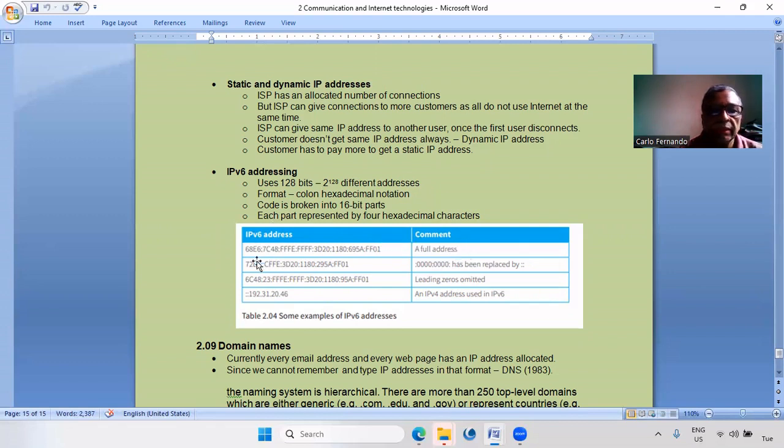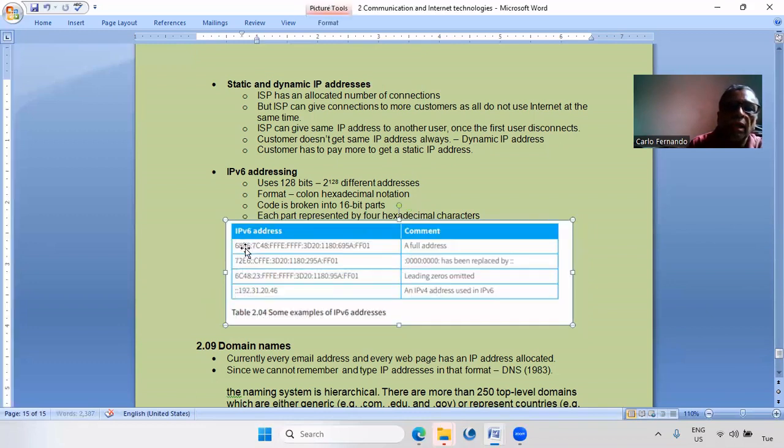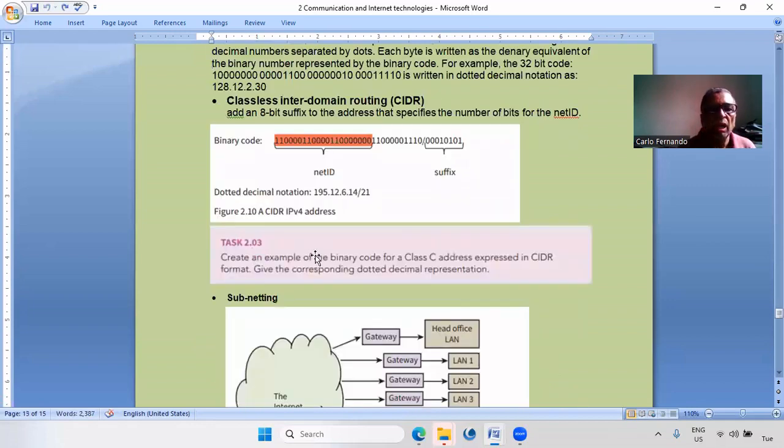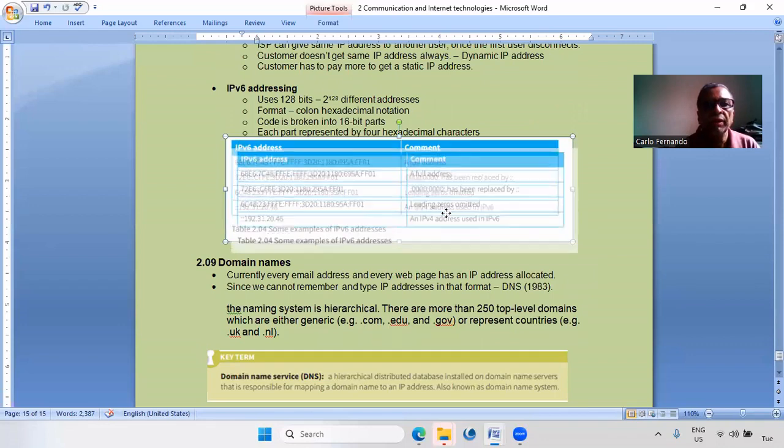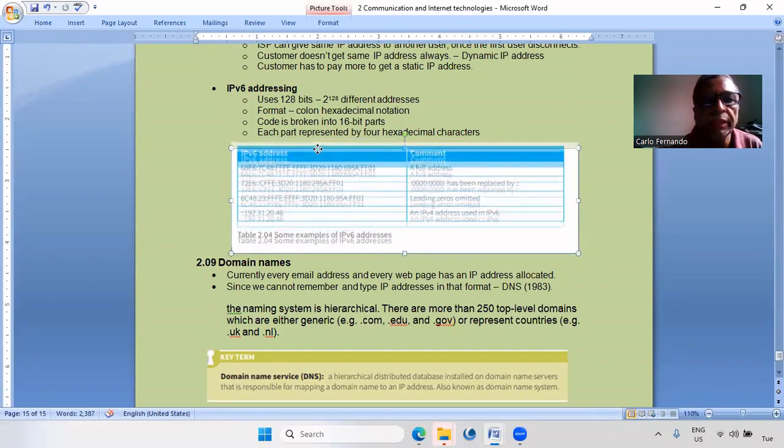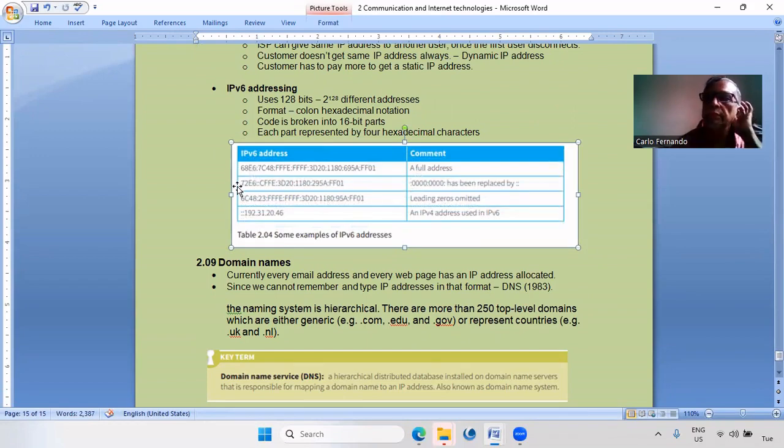So your full address here is this, 68E6 and so on, all hexadecimal digits, separated by colons. How many? 1, 2, 3, 4, 5, 6, 7, 8. Each number here is 4 nibbles. What is a nibble? Half a byte. Each hexadecimal digit needs 4 bits, that is half a byte, or the other term, a nibble. So altogether, how many? 128 bits.